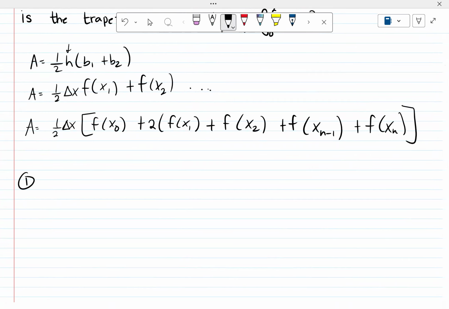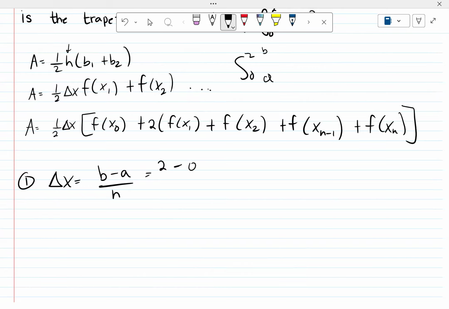So step 1, find delta x. Delta x is b minus a over n. My b, we go up to 2, so our b is going to be 2. And our starting value, we're going from 0 to 2, right? That was part of the problem. 0 to 2, that means 2 is your b, and 0 is your a, right?